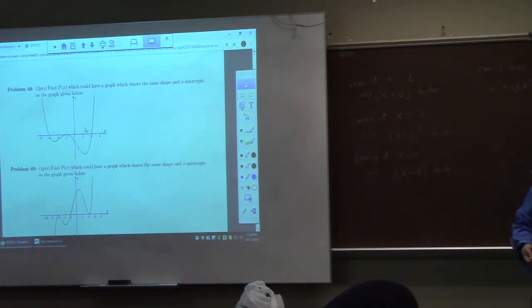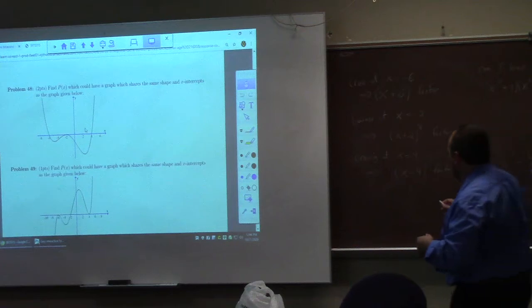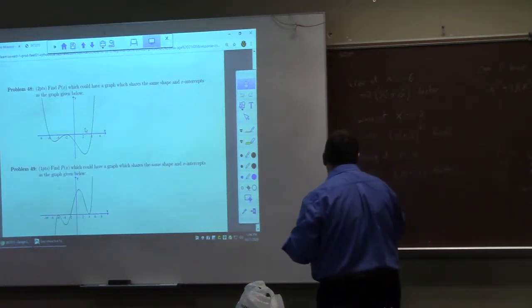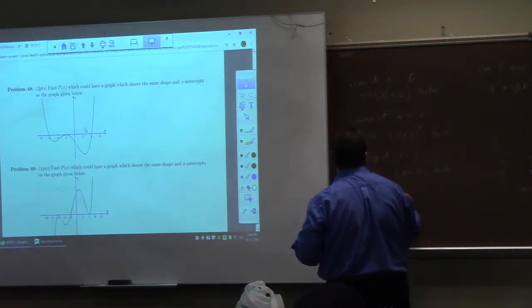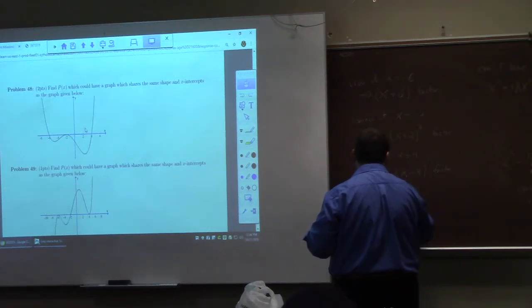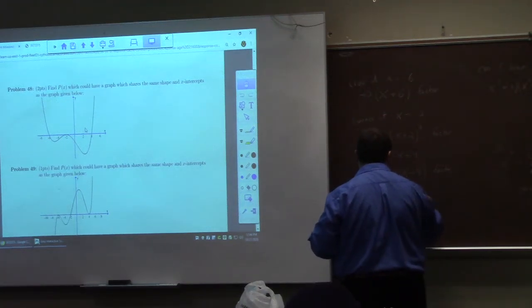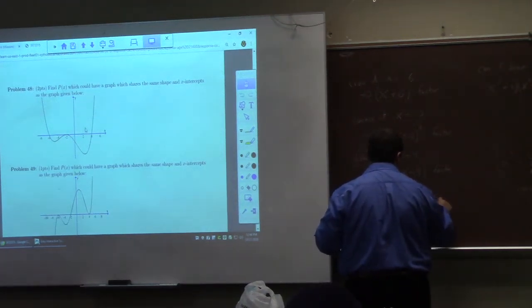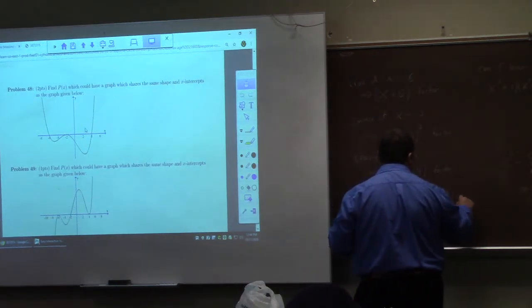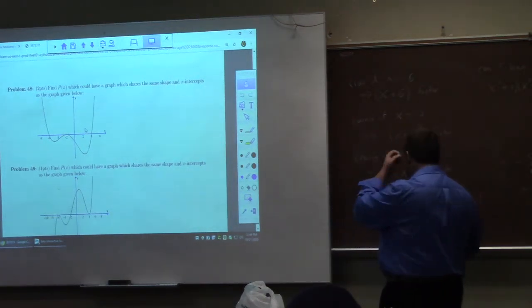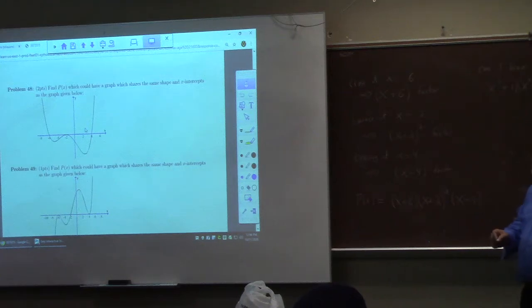So what does that mean? That means we can put these together to form the formula for the polynomial, right? So p of x, how about (x + 6)(x + 2)^2(x - 4). That's a contender, right? What's the thing I should worry about, though?